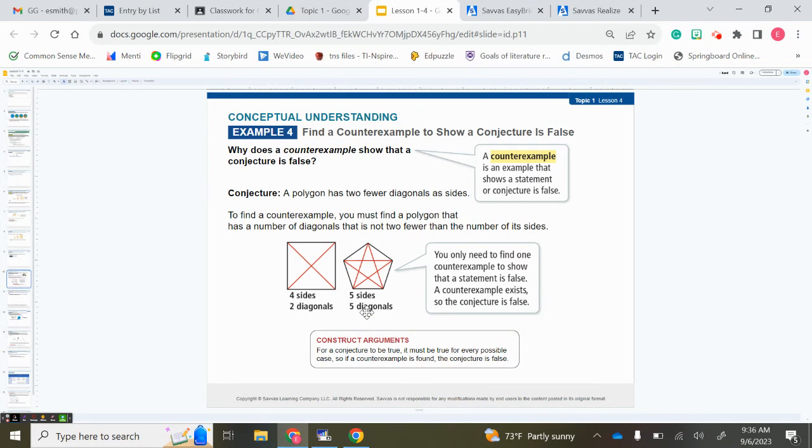So let's do an easy example. The color orange is the only color that's also a fruit. Can you prove that conjecture wrong? And if so, what would it be? Give me a counterexample.